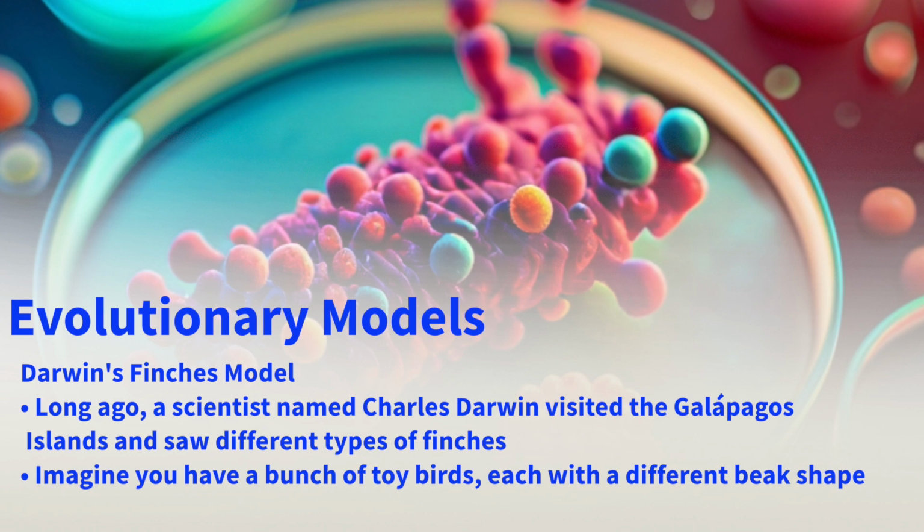Imagine you have a bunch of toy birds, each with a different beak shape. Now pretend they are on different islands where they eat different food. Over time, the birds with beaks suited to their food habits survive and have babies. This is like Darwin's finches, showing how birds change to survive and thrive in different environments.